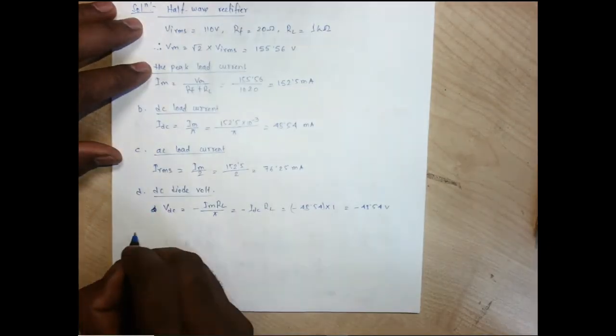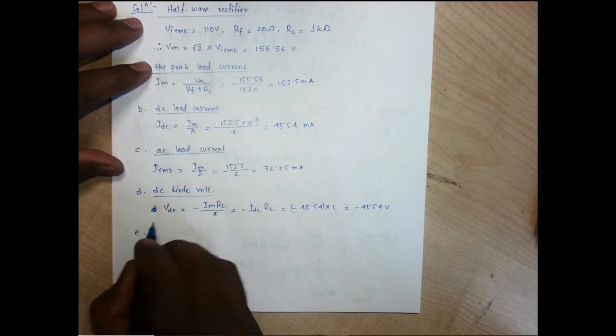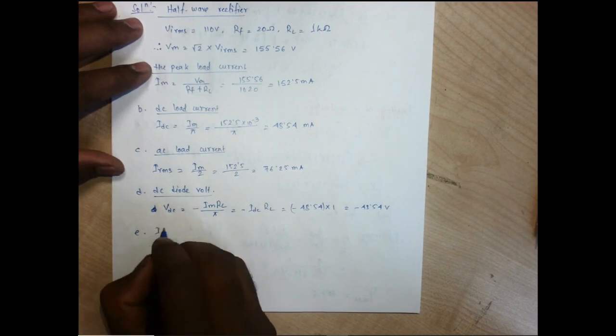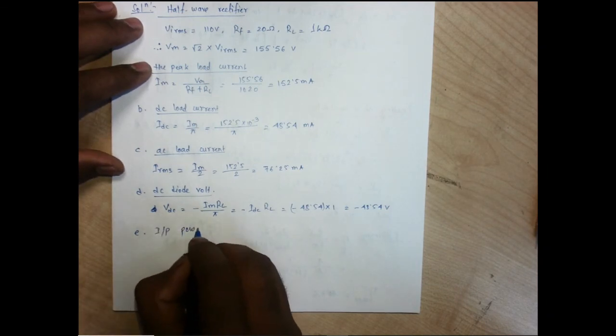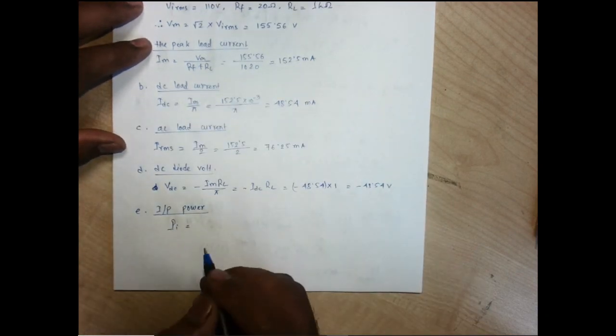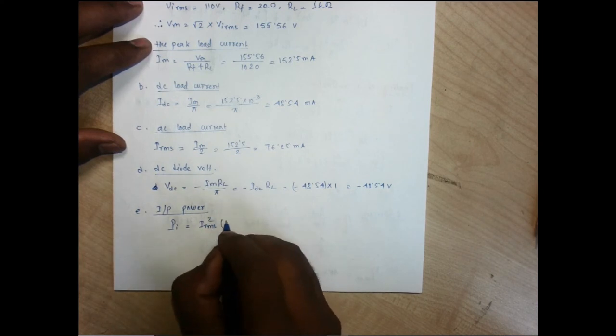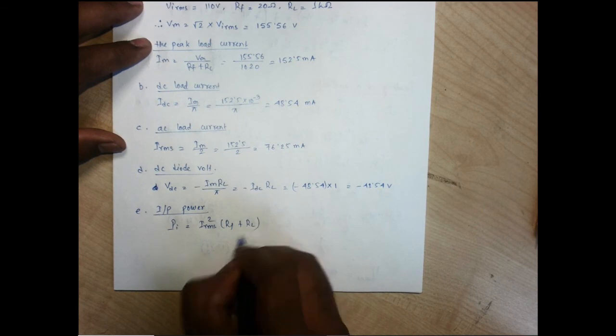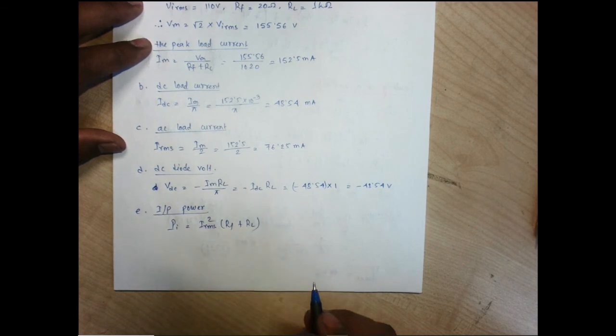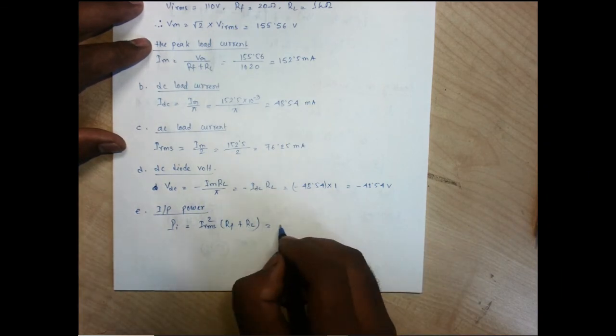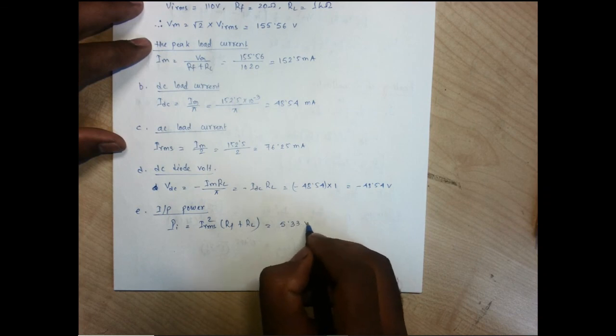Fifth one is the total input power. Pi is equal to IRMS square into Rf plus RL. So IRMS we have already derived, Rf plus RL we know. Put all the numerical values, you will find this is 5.33 watts.